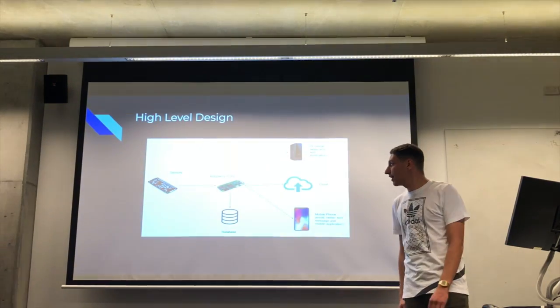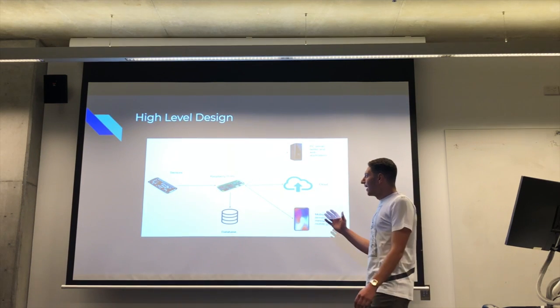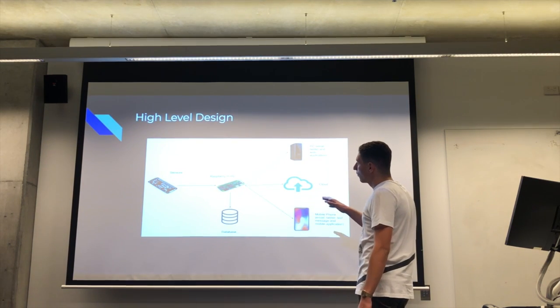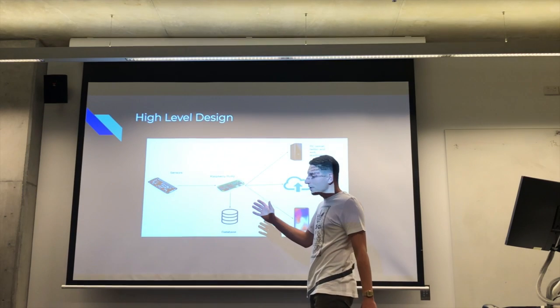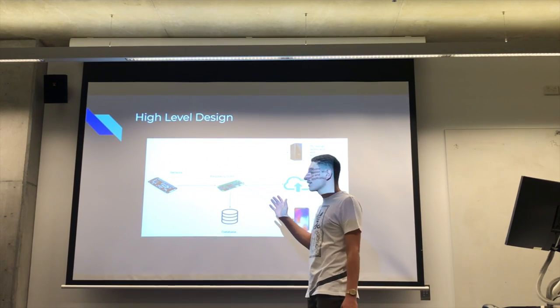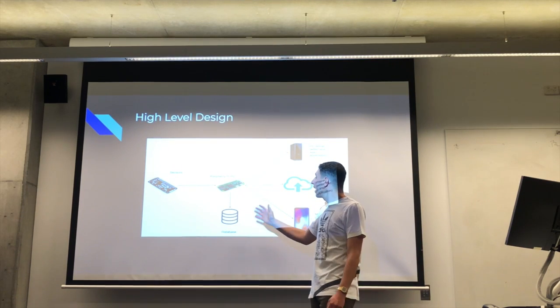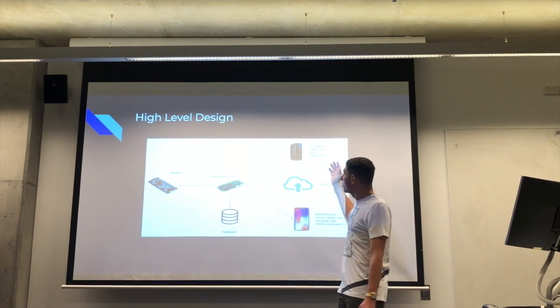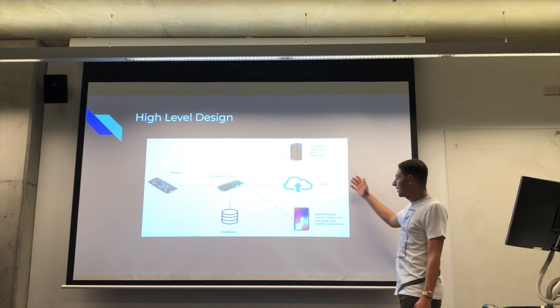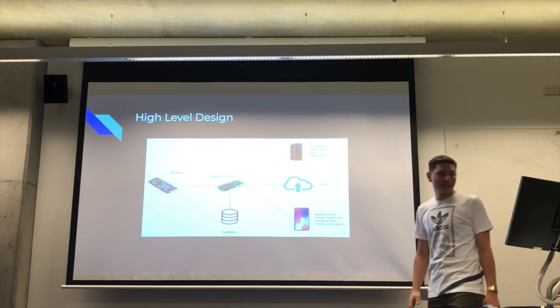So our high-level design. The high-level design is a design of the data flow from the Pi. So first we have information gathered from the sensors, which is then sent to the Pi. The Pi gathers this information and sends it to the database, and also to our end devices, being the PC, cloud, and mobile phone.